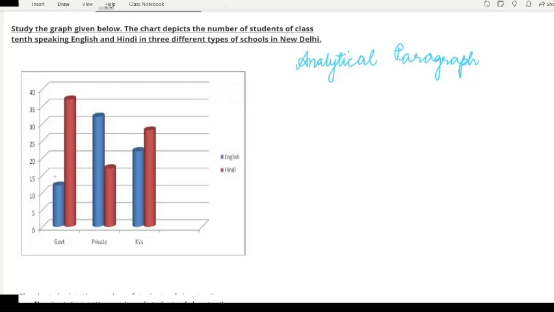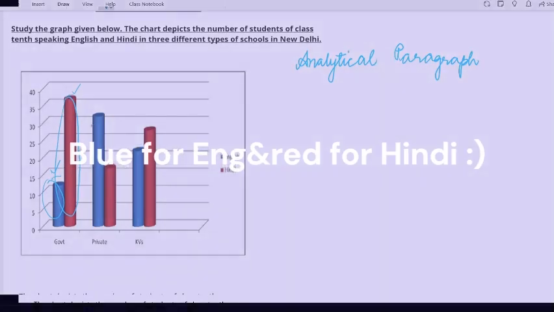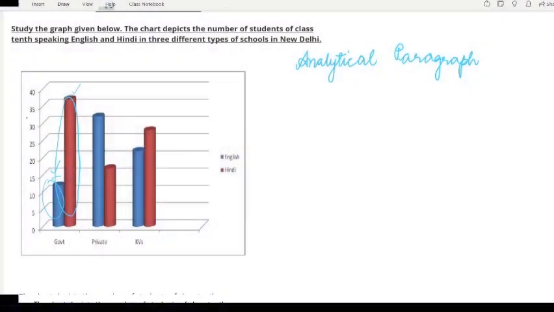Here you can see that the chart has got two colors of bars. One is blue and the other one is red. The blue one depicts the people who speak Hindi, and the red one depicts the students who speak English. And these are three different types of schools in New Delhi. So you can see the y-axis and x-axis over here. This you already know as you've studied in your mathematics.